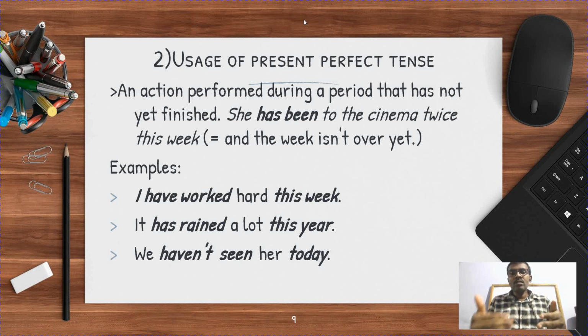Okay, so this is going to reveal the performance during a particular period that has not yet finished. He has put up hard work, but it has not yet completed. Okay, not yet completed. It has rained a lot this year. So it has rained this year, but next year it will be going on. It will be coming, right? So it has not completed. It is going on.